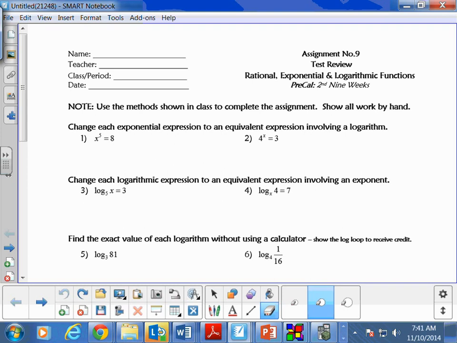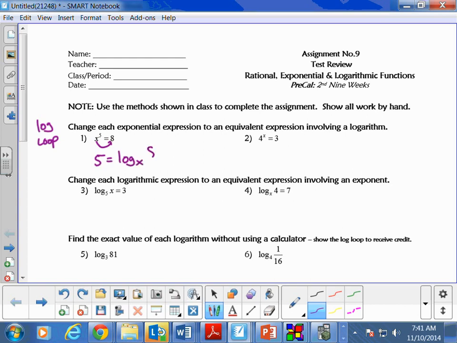Now, the first question, let's read the directions. It says change each exponential expression to an equivalent expression involving a logarithm. So with this one, we have to do something called the log loop. And the log loop with these is something that's fairly simple. This space that you see here is going to be log looped right over here. And so you see that exponent becomes this, the log becomes the new base of this. Log base x of 8 is equal to 5.